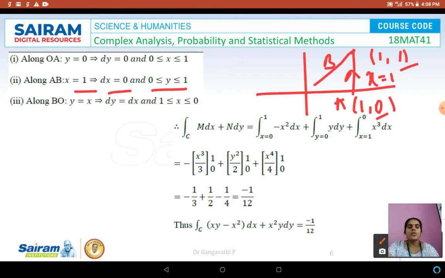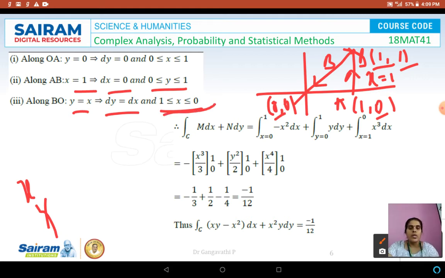Similarly, B to O, this is your curve B to O. B has the coordinate 1, 1 and O has the coordinate 0, 0. Since it is in the downward direction, either you can write x varies or you can write the limits for y, but any one we can consider. So we are going to substitute y is equal to x in the integral, dy is equal to dx, and since we are converting everything in terms of x, we have to write the limits for x, and the direction is from B to O. B has the x coordinate 1 and the x coordinate at O is 0. So limits are from 1 to 0.